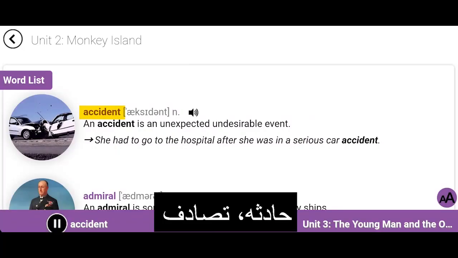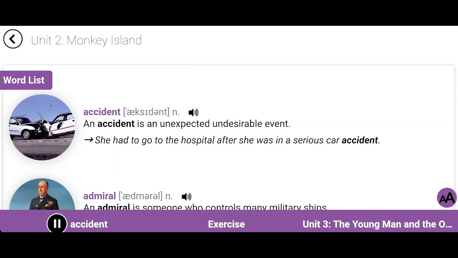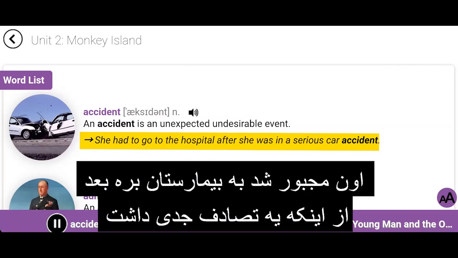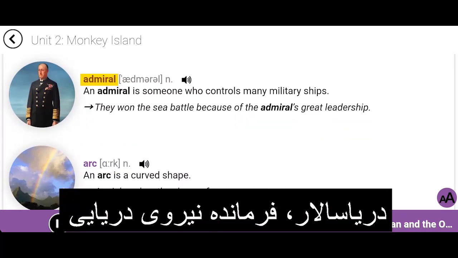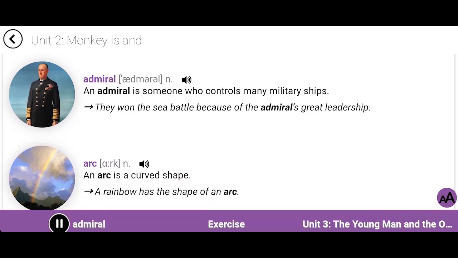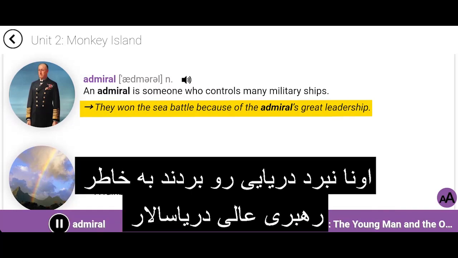Accident. An accident is an unexpected, undesirable event. She had to go to the hospital after she was in a serious car accident. Admiral. An admiral is someone who controls many military ships. They won the sea battle because of the admiral's great leadership.